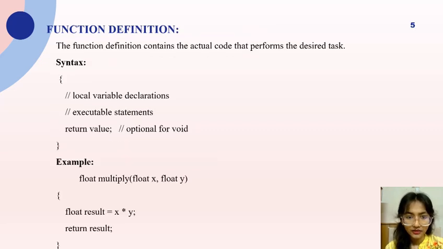Moving to the next, we have function definition. The function definition contains the actual code that performs the task. It tells the compiler what the function will do when it is called, and its general syntax includes local variable declarations, some executable statements, and a return value, which is optional for void. Here I showed an example where the multiply function multiplies two floating point numbers and returns the result. And that's how a function definition looks like.